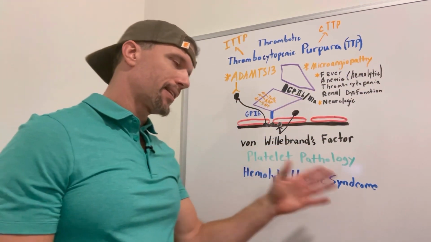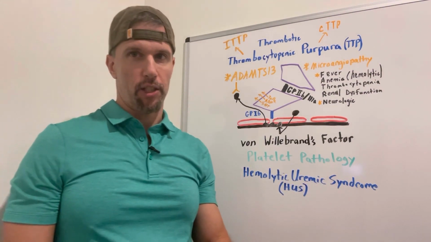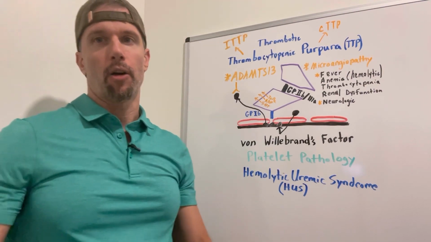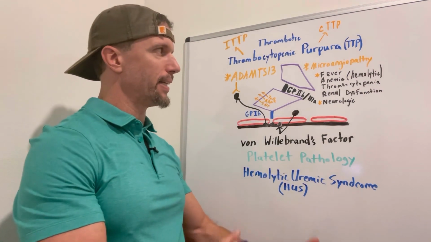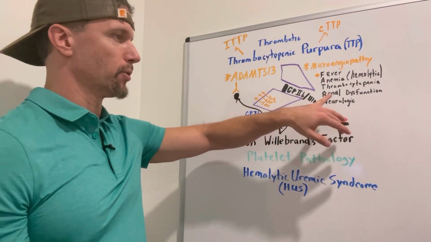Whereas hemolytic uremic syndrome, typically in children after a bacterial infection, a bloody diarrhea infection with either E. coli or Shigella, and then they develop more kidney dysfunction as well as the anemia, hemolytic anemia, and renal dysfunction.